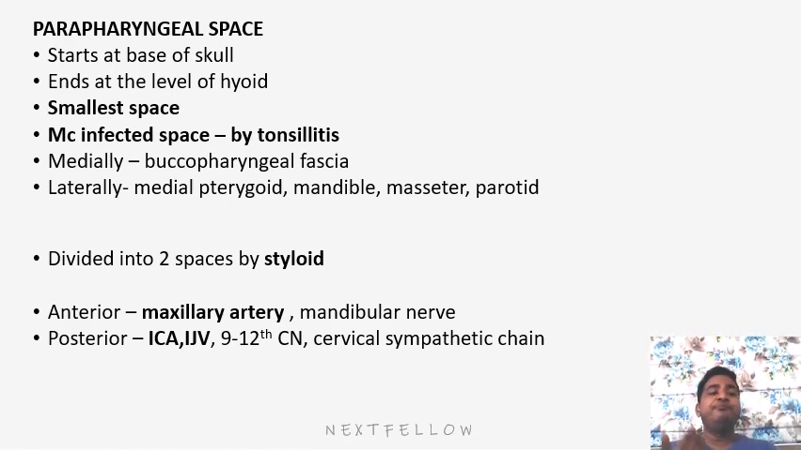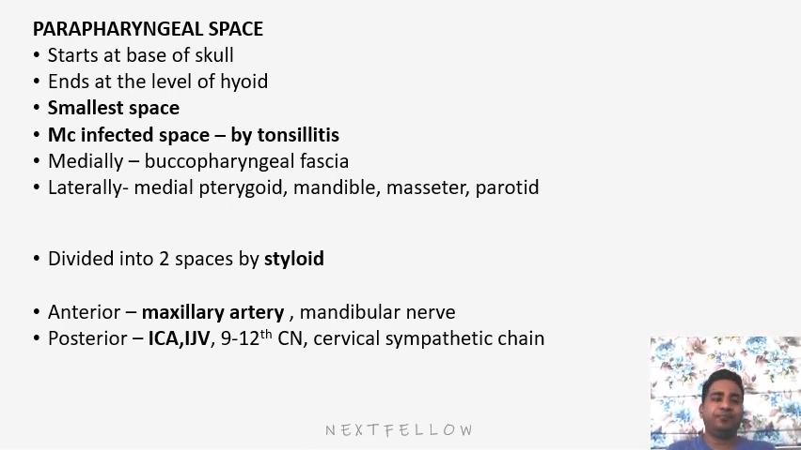And what are the boundaries? Medially, that means toward the midline, it is bounded by the buccopharyngeal fascia. Laterally, it is bounded by the medial pterygoid, mandible, masseter or the parotid. So this is the lateral limit where we can see the medial pterygoid, the mandible, the masseter muscle and the parotid gland. So laterally by this and medially by the buccopharyngeal fascia. It is divided by the styloid process into two parts. The anterior part consists of the maxillary artery and mandibular nerve, MM. So this is the maxillary artery and mandibular nerve.